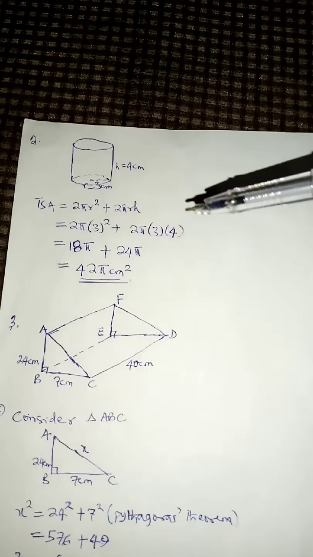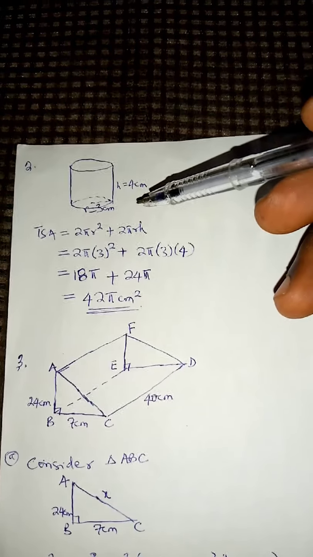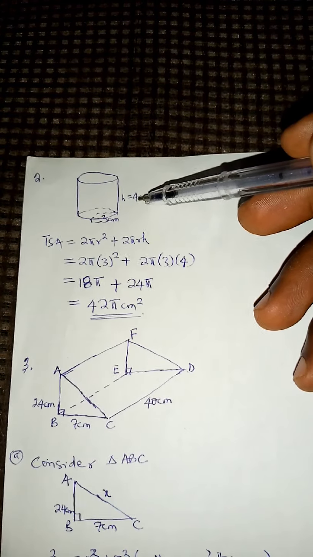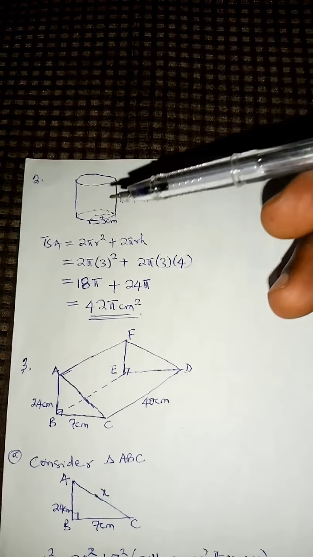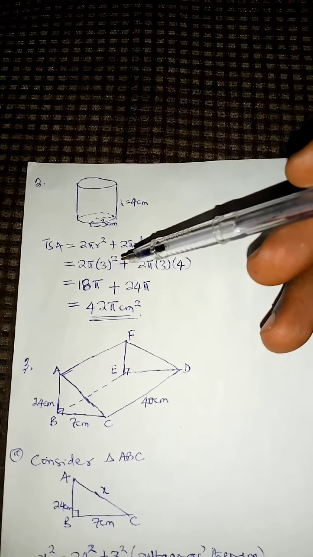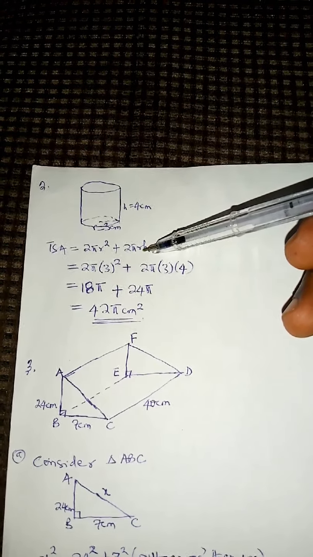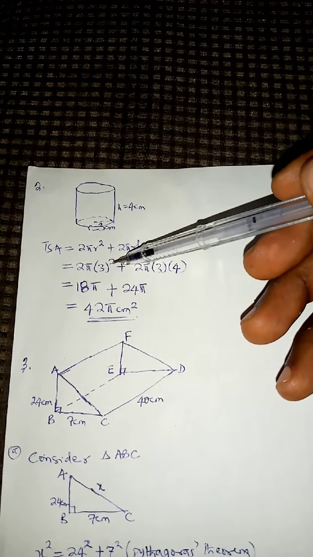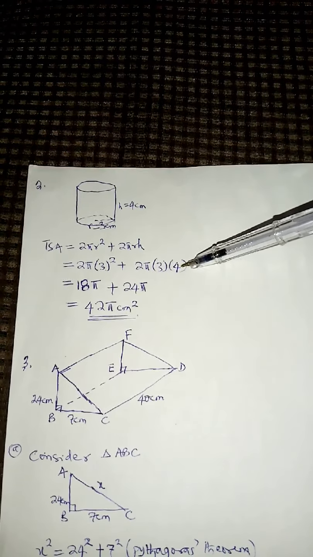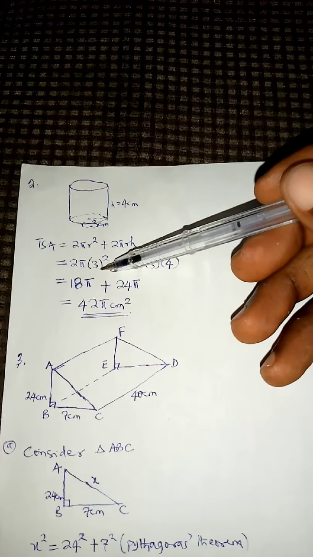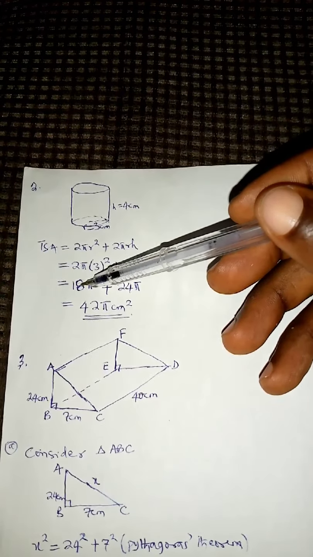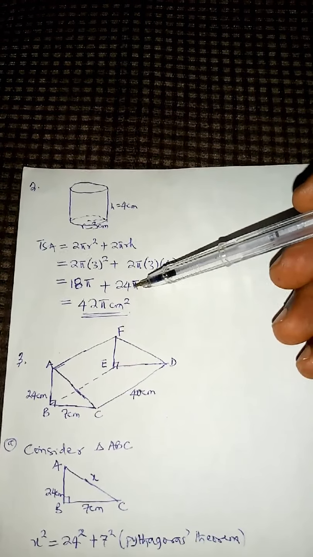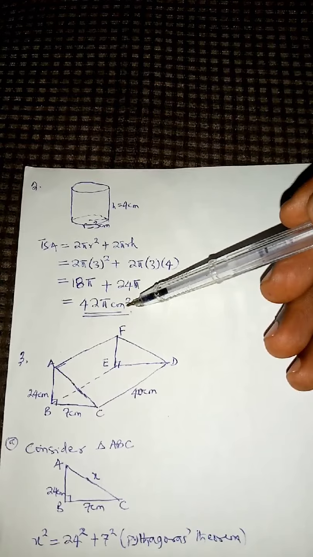Coming to another question. Here we have a solid cylinder, radius 3 cm, height 4 cm. Since it's a solid cylinder, we are to get the total surface area in terms of pi. We use this formula, 2 pi r square plus 2 pi r h. Put in your values. Radius is 3 squared, and height is 4. 3 square means 3 times 3, which is 9. Times this 2 pi, it will be 18 pi. 3 times 4 is 12. Times this 2 pi, it will be 24 pi. 24 pi plus 18 pi is 42 pi cm squared.